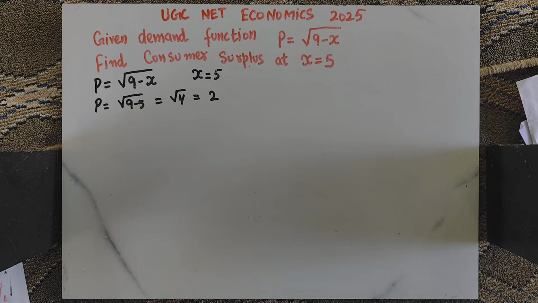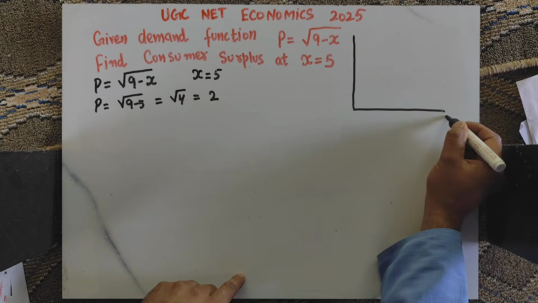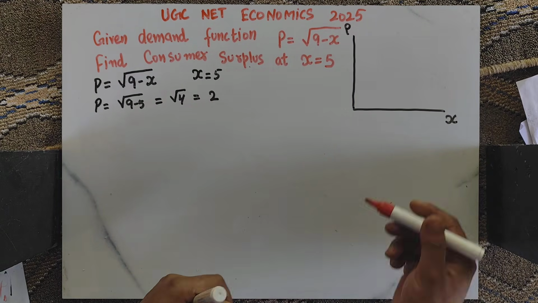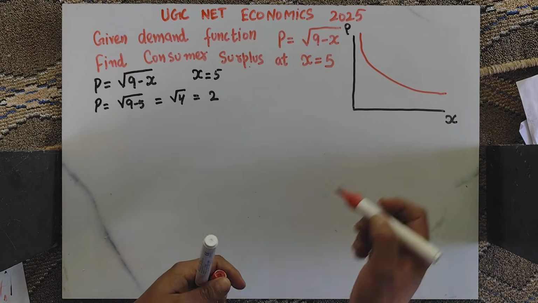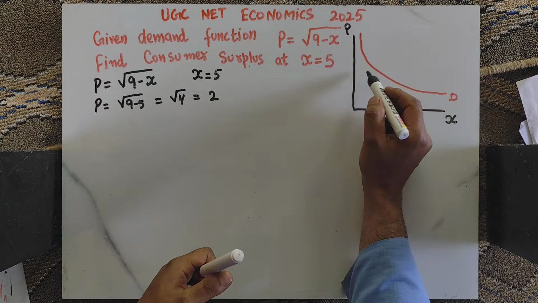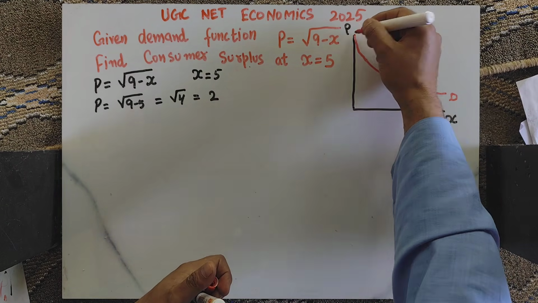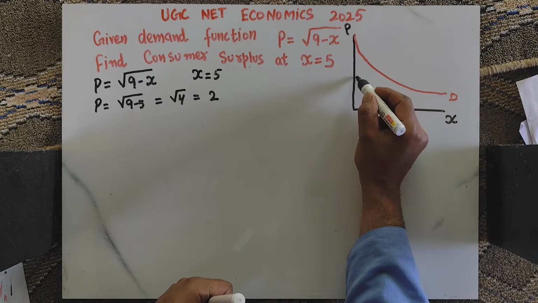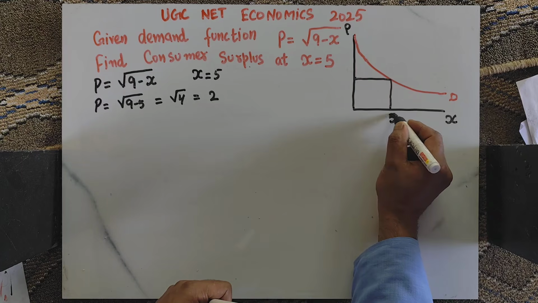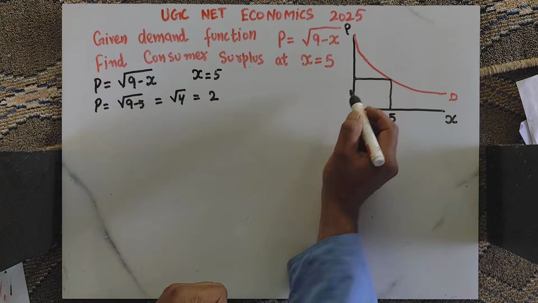Okay, now graphically what exactly is meant by this? If I draw a simple graph here, we have the quantity demanded on the horizontal axis, price on the vertical axis. So we have a non-linear demand function like this. Okay, so this is our demand function. We need to find out what will be the consumer surplus. So let us do it like this. We need to find out the consumer surplus when quantity demanded is equal to 5, and we have the price is 2.